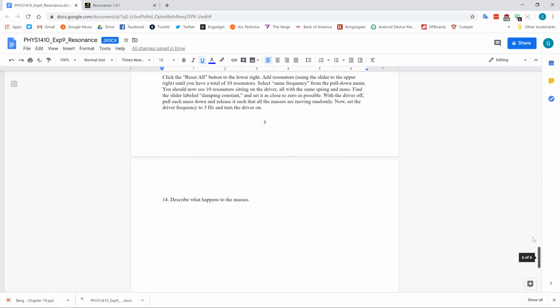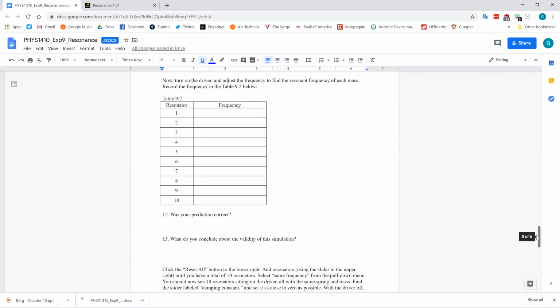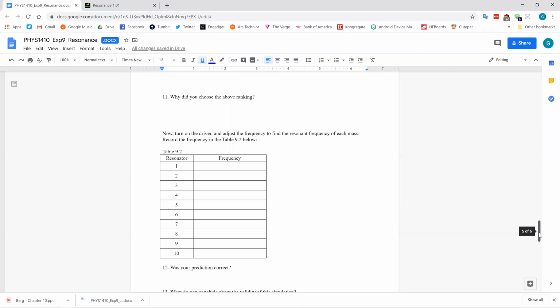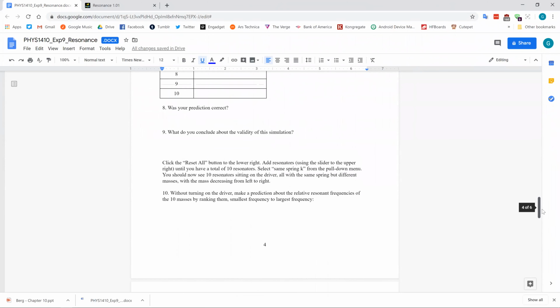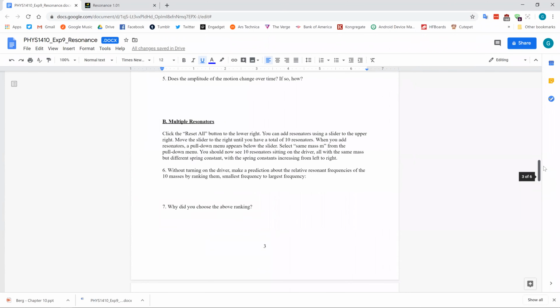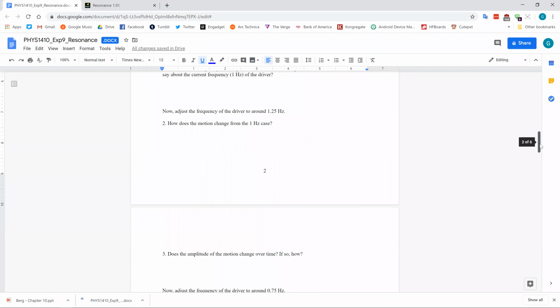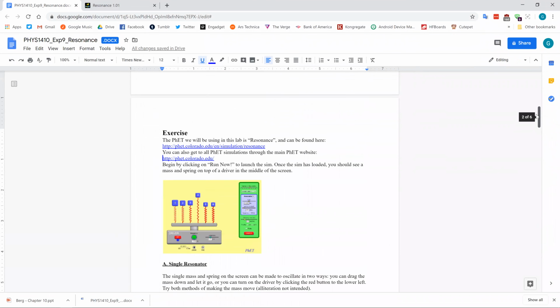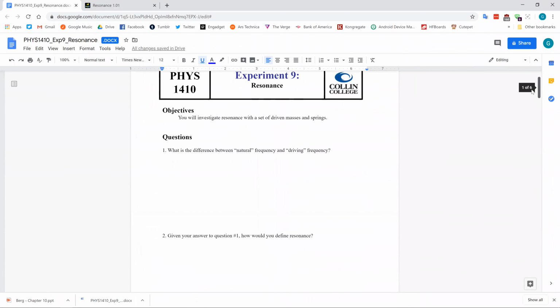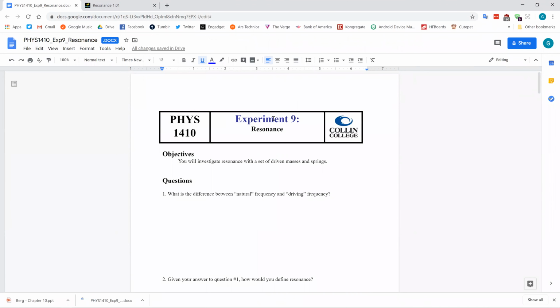It's pretty short again. It can take a little time to measure those frequencies, but you'll probably notice the pattern after 2 or 3 resonators and be able to get through them fairly quickly. This one, again, pretty simple. Should be able to get it to run for everyone without a whole lot of problem.